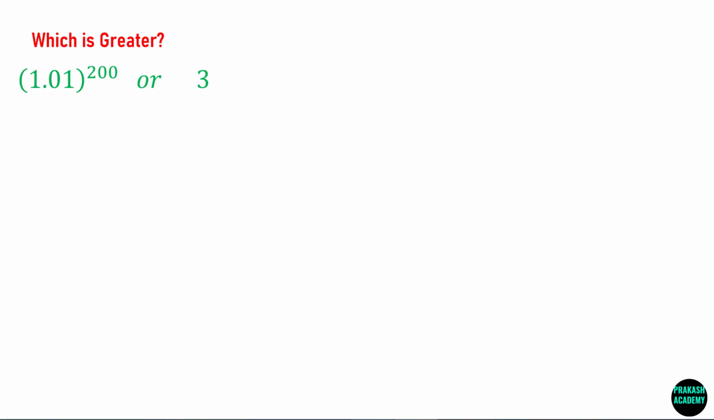In this problem, we have been given two numbers. The first number is 1.01 raised to the power 200 and the second number is simply 3. And you have to find which number is a greater number. So how will you do this problem?